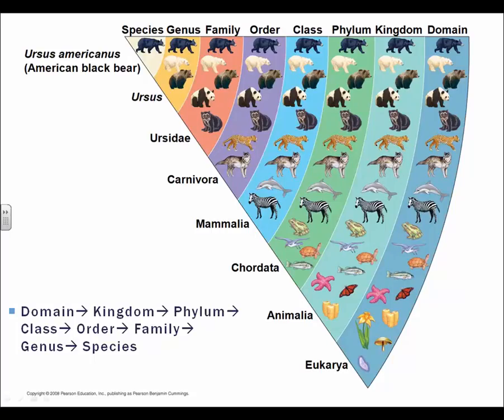Here is another example of the same thing. We have the really broad category domain on the right, all the way down to species. A good way to remember domain, kingdom, phylum, class, order, family, genus, species, and the sequence of this is by Dr. King Philip came over for good spaghetti. All right, so you might see that on an exam. Make sure you understand the differences of those levels.